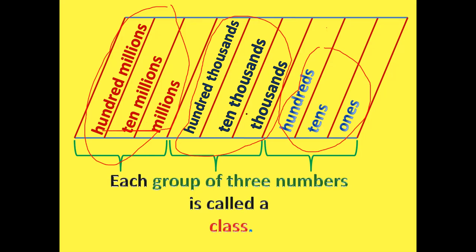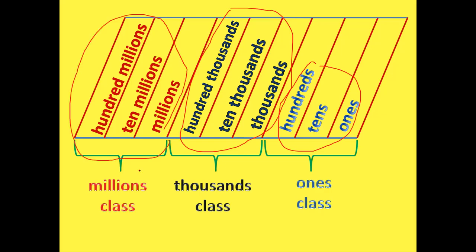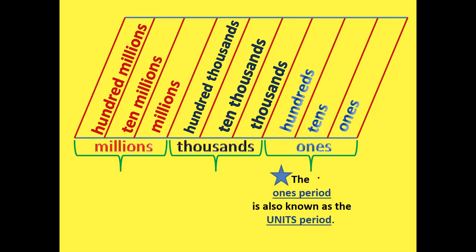So how many classes do we have? 3 classes, 1, 2, and 3. Each class is composed of 3 numbers: hundreds, tens, ones. The first class we name ones, the second class is the thousand class, and the third one is the millions class, which is the new class. So 3 classes: ones, thousand, and million.